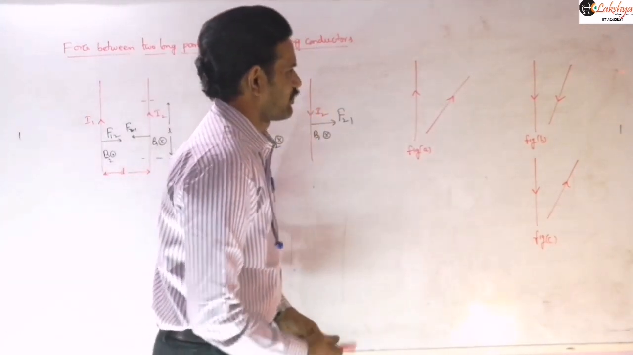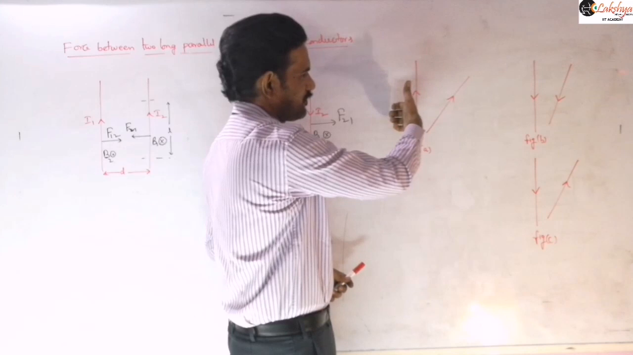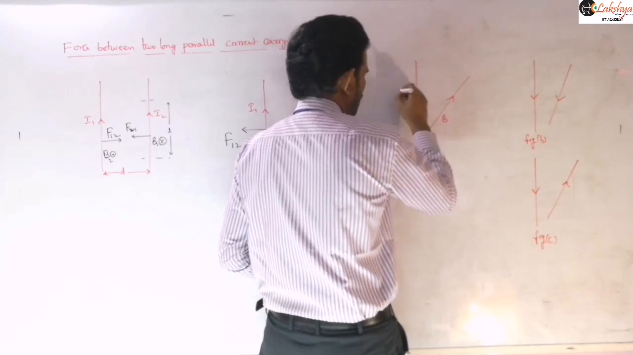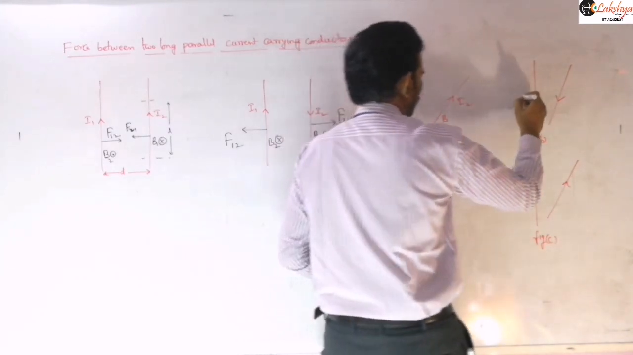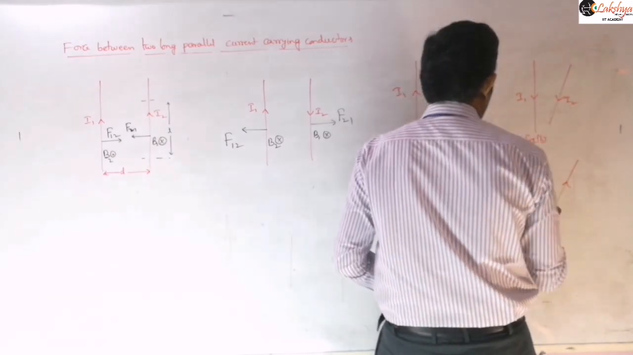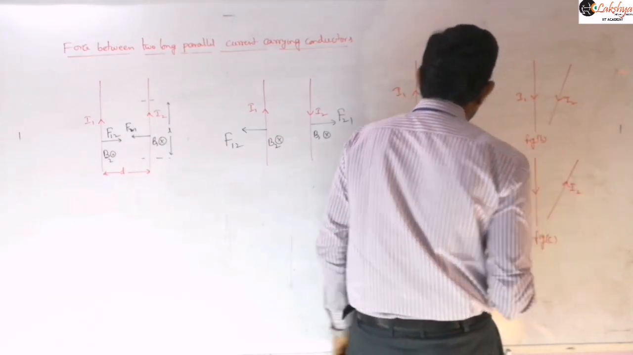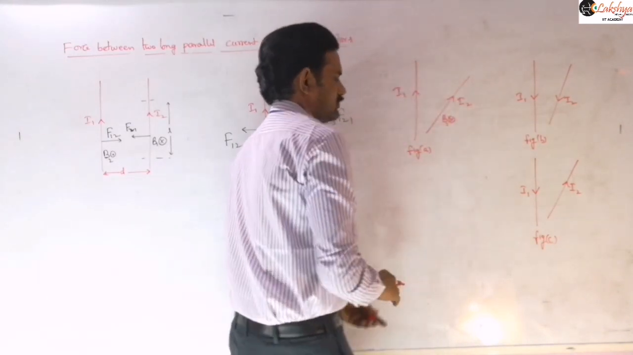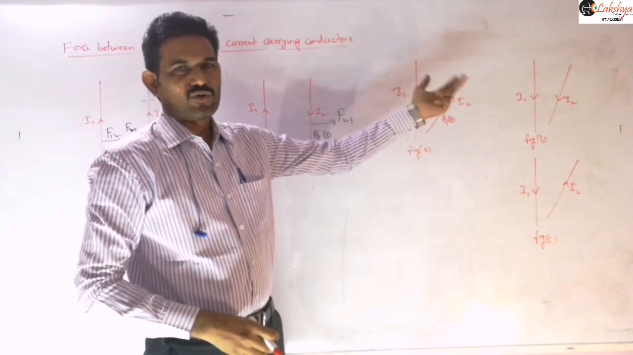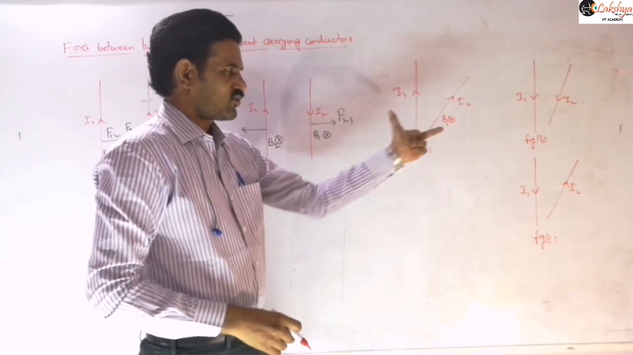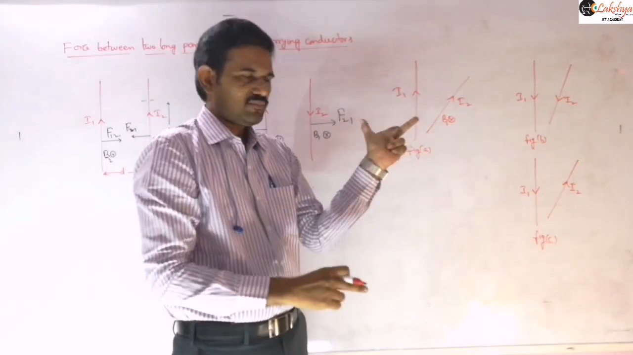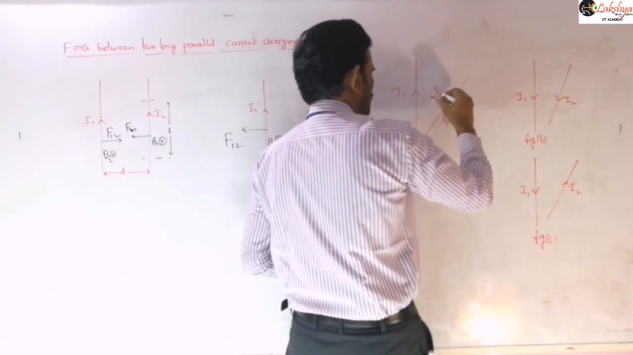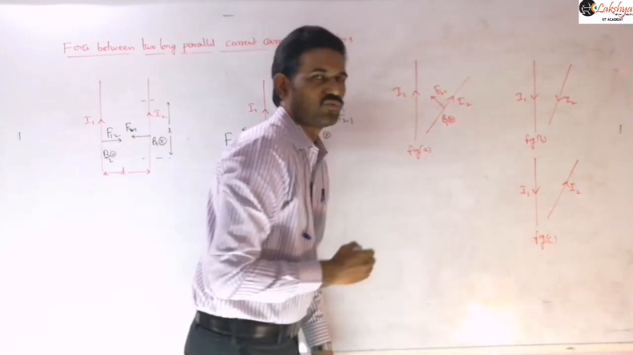So here, the magnetic field produced by this conductor will be into the plane. This is B1, and suppose the currents are I1 and I2. So B1 is into the plane, right? Now let us identify the direction of the force acting on I2 due to this field. The field is into the plane and the current is flowing like this, so the force will be along this direction. This is F21, the force acting on 2 due to 1.